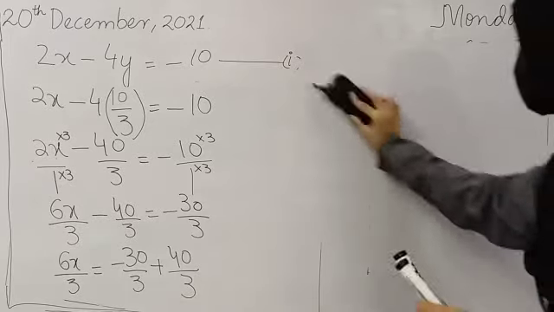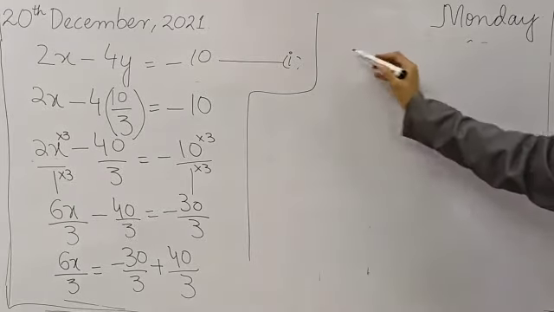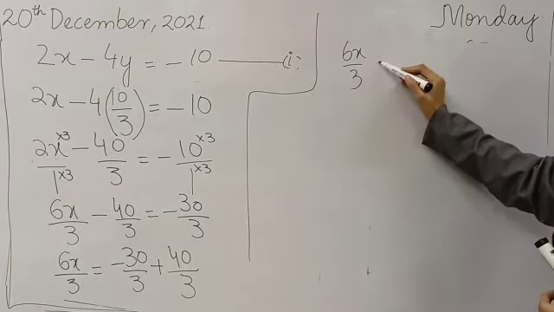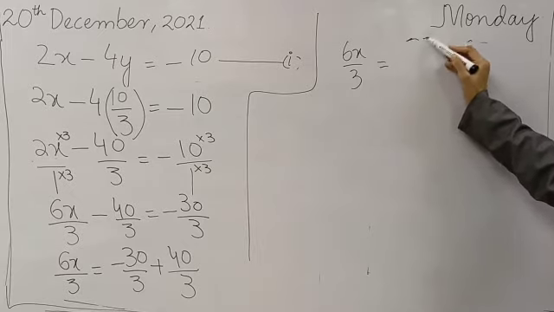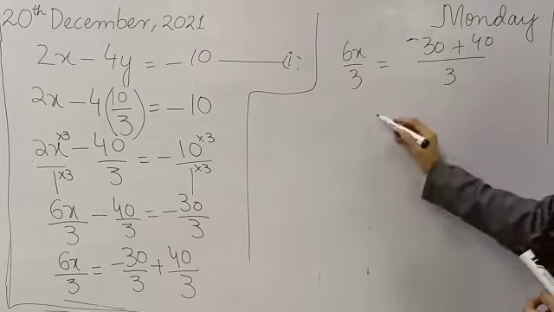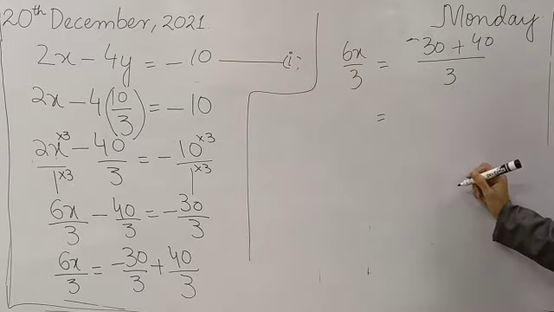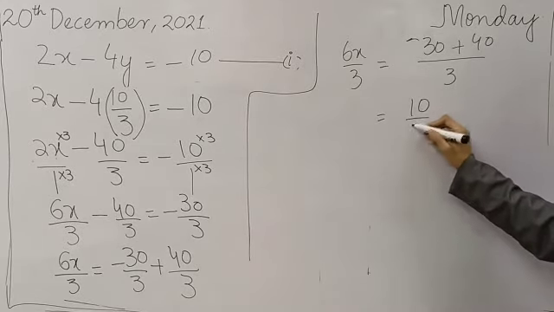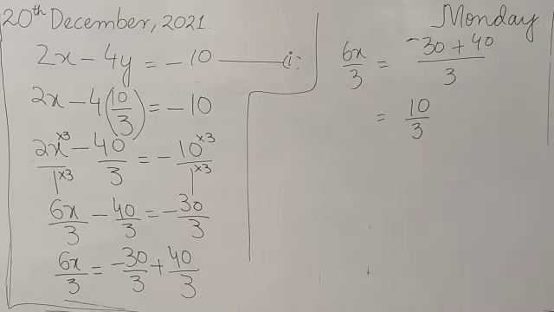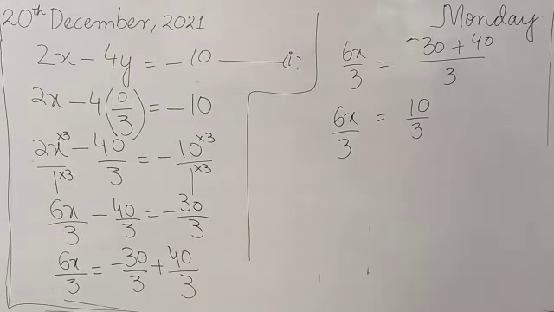After adding fractions we will get 6x over 3. We can write minus 30 plus 40 over 3 in the same denominator, and then after addition we will get plus minus 40 minus 30 is 10 over 3. And what will be the sign of 10? Plus. And 6x over 3 will remain same.